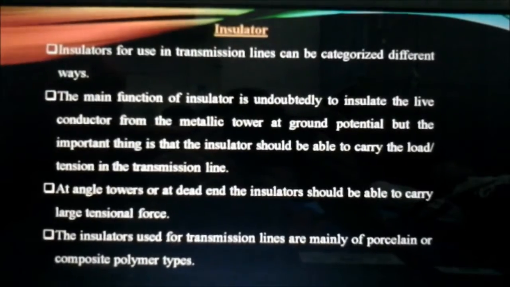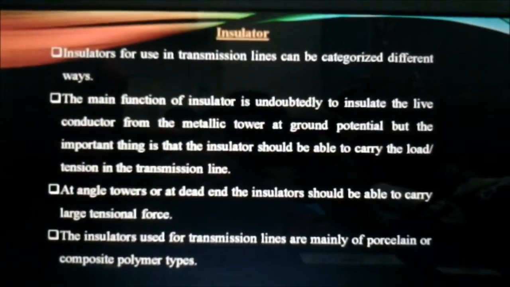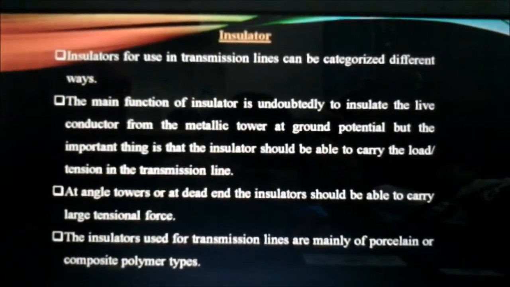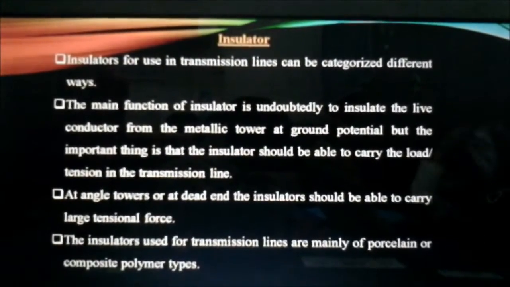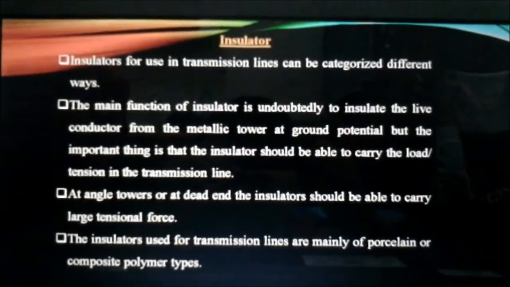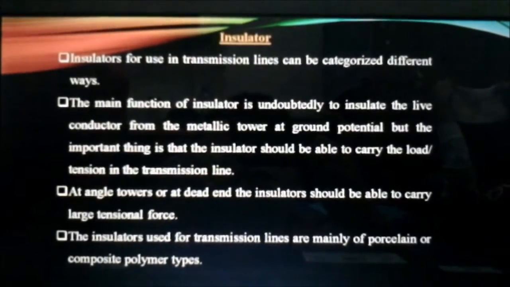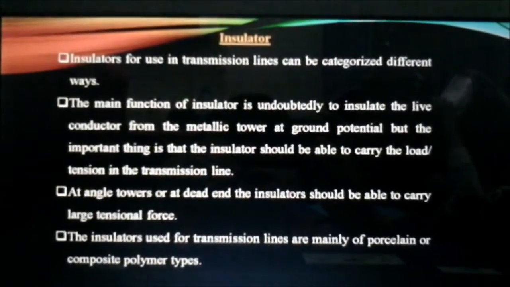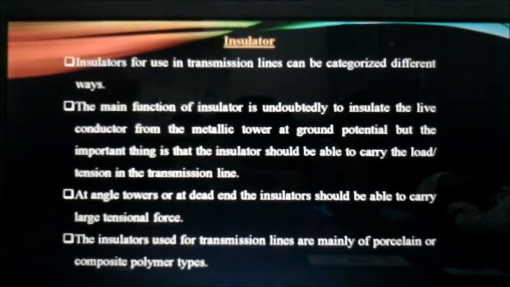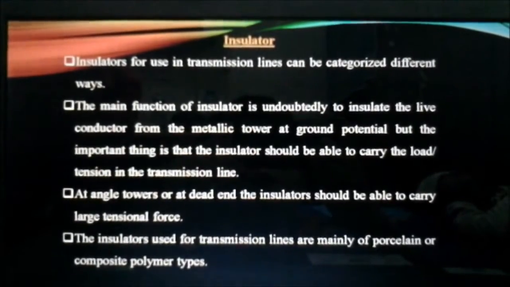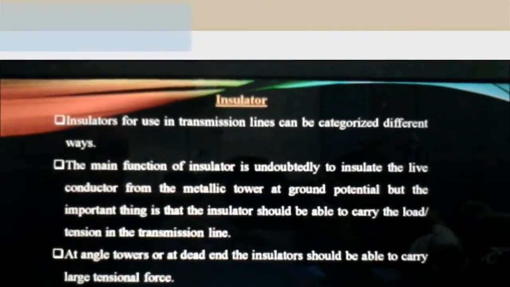The main function of insulator is to insulate the live conductor from the metallic tower at ground potential, but the important thing is that the insulator should be able to carry the load or tension in transmission line. At angle tower or at dead end, the insulator should be able to carry large tensional force. The insulators used for transmission line are mainly of porcelain.